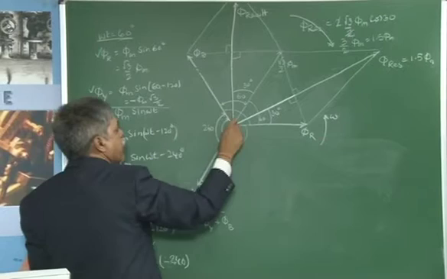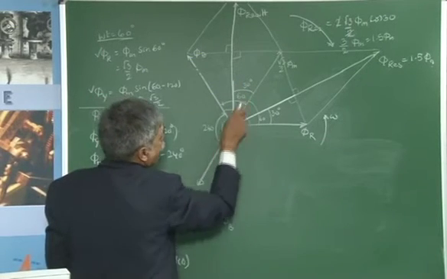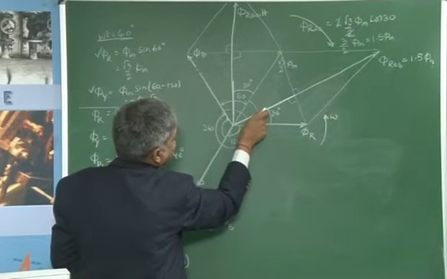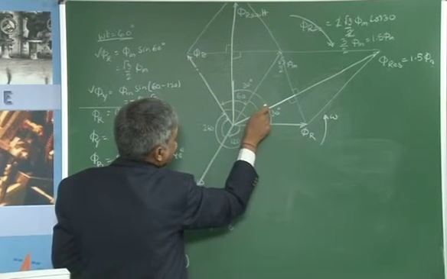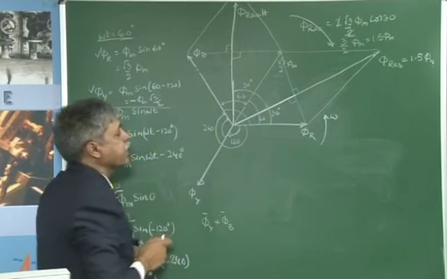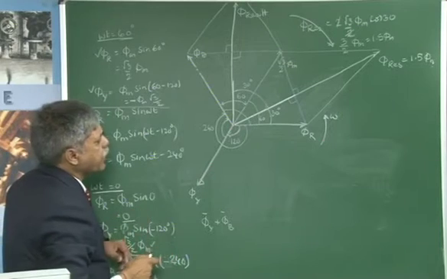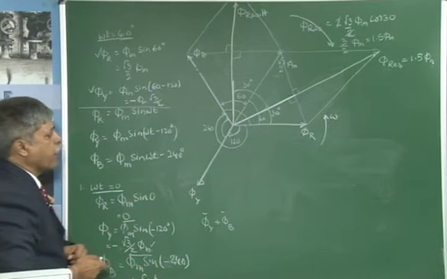So, this is the starting position. I have here 30 and this is also 30. So, 30 plus 30, it is moved by 60 degrees. I will go for the next instant when omega t is equal to 120.